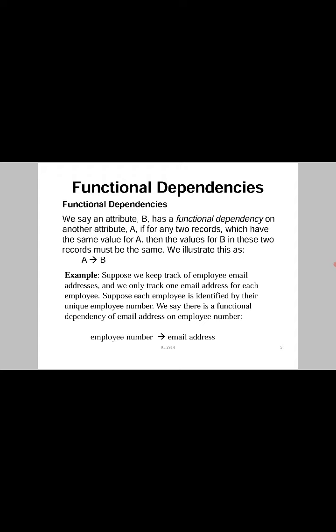What is dependency and functional dependency? Functional dependency means we say that an attribute B, and what is an attribute? An attribute is some field or some column in a table or a database. We say an attribute B has a functional dependency on another attribute A if for any two records which have the same value of A, then the values for B in these two records must be the same. It is written as A arrow B. What is the meaning of A arrow B? It means B is functionally dependent on A. For example, here is a simple example.